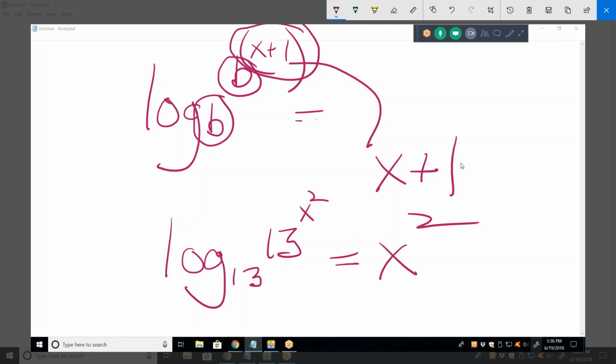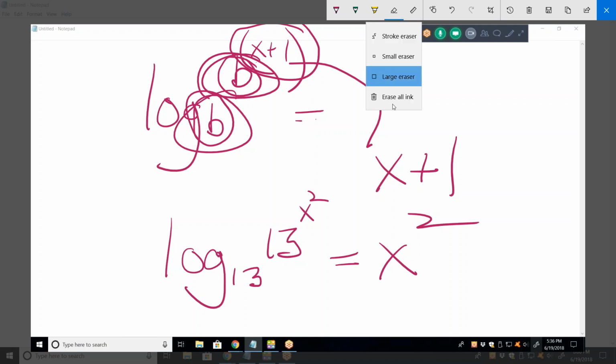So look for these things where your base is the same as one of the numbers. These rules are not as important as the first three that we covered, but I suspect you're going to run into it. And it's really worth knowing. So let me just test you a little bit on some of these that I just covered.